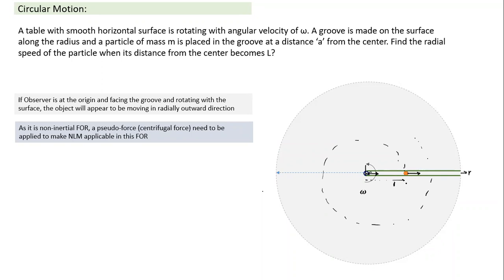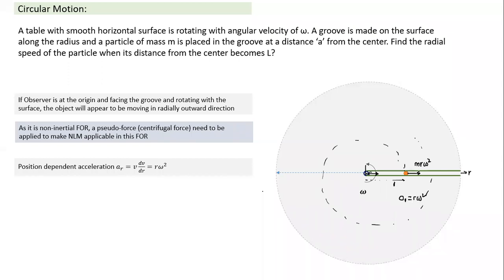Now I can apply the laws of motion. If this is the force m r omega square, and mass is m, it will give you a radial acceleration. That's what I calculated. Radial acceleration will be equal to r omega square. We understand that as it moves farther and farther from the observer, its acceleration will keep on increasing. It's not a constant acceleration.